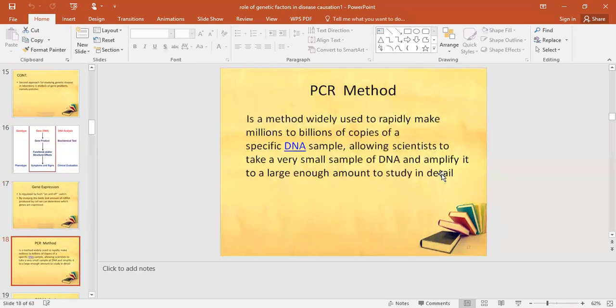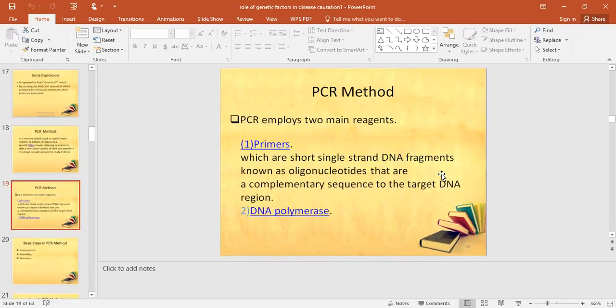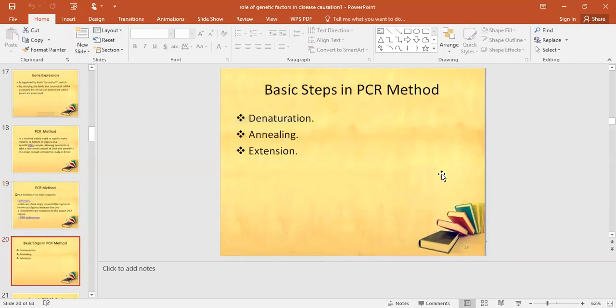The PCR method is widely used to rapidly make millions to billions of copies of a specific DNA sample, allowing scientists to take a very small sample of DNA and amplify it to a large enough amount to study in detail. PCR involves two main reagents: primers, which are short single-stranded DNA fragments known as oligonucleotides that are complementary to the target DNA region, and DNA polymerase. The basic steps in PCR are denaturation, annealing, and extension.